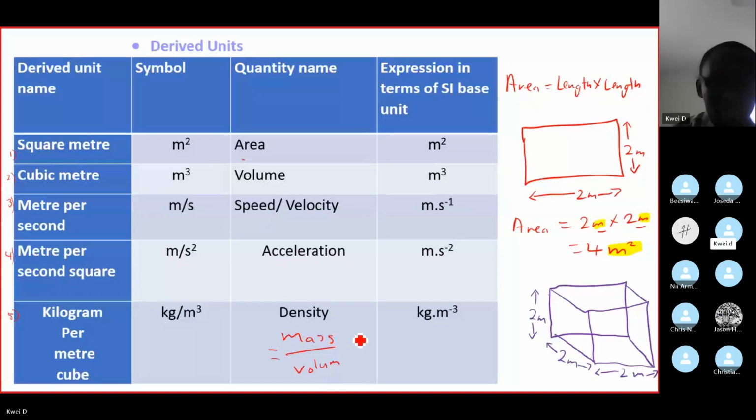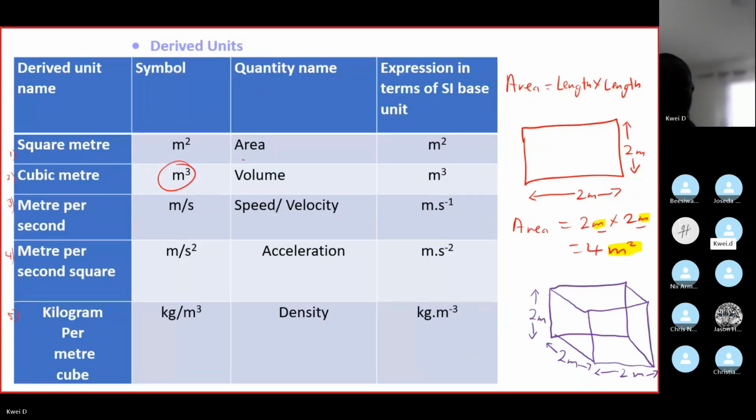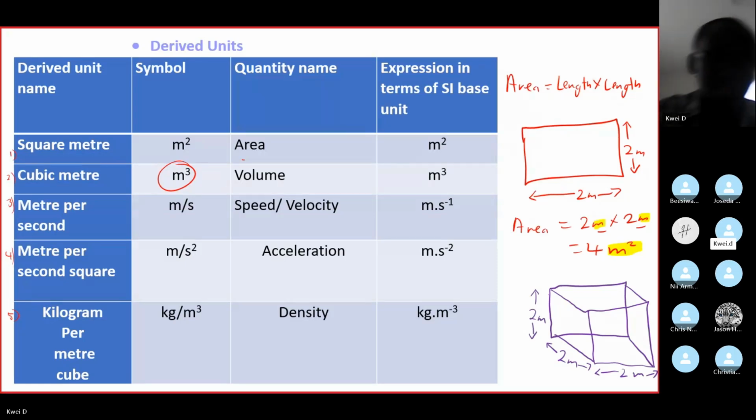And remember that we said mass is measured in kilograms, and volume we know to be measured in meter cube. So you combine it, you get kilogram divided by the meter cube, so kilogram per meter cube. That means the kilogram per meter cube is a combination of the kilogram, which is a fundamental unit, and length times length times length, or meter times meter times meter. Another way to write it is kg m raised to the power minus 3. So these are derived units, but they don't have any special name.